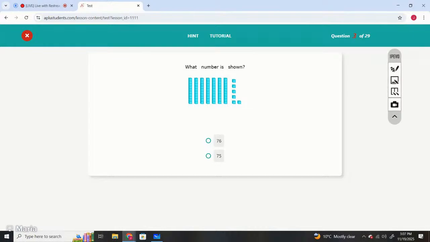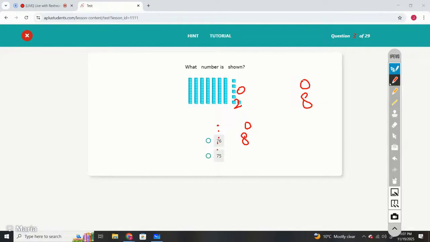What number is shown? Let's just count the ones and the tens. These single squares represent the ones. Let's count 1, 2, 3, 4, 5, 6. So we have six ones, right? Now let's count the tens. 1, 2, 3, 4, 5, 6, 7. We have seven tens. So together they make 76. Option number 1 is the correct option.